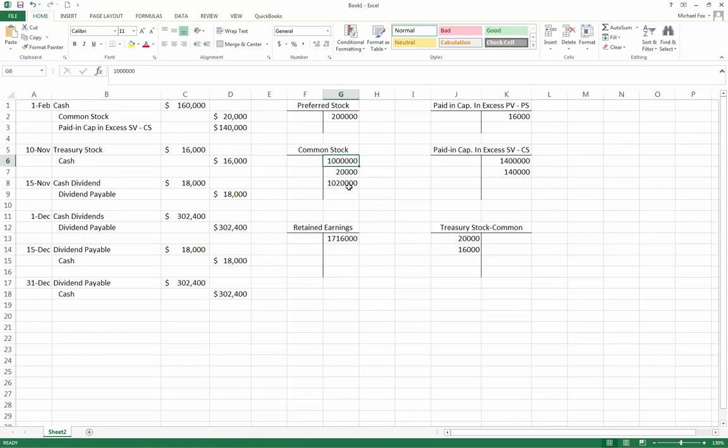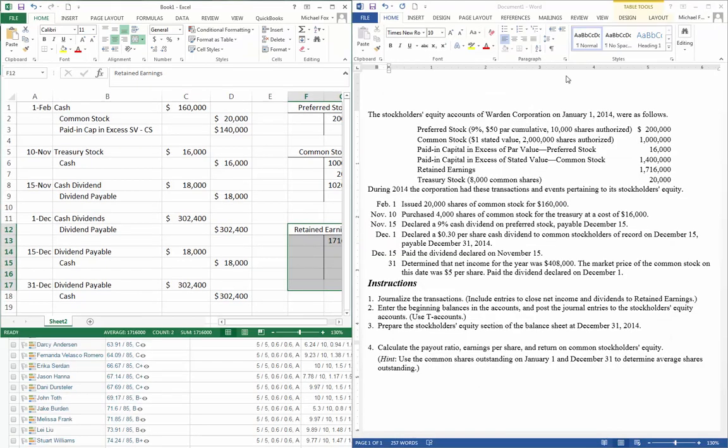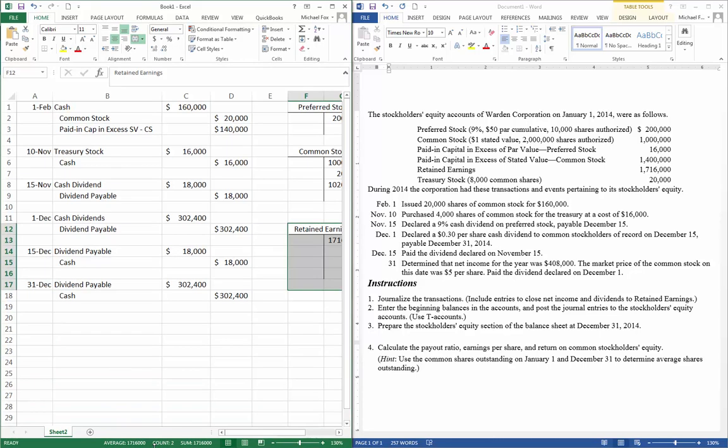It's hard to tell without the commas, isn't it? Yeah, $1,020,000. And $1,540,000. Retained earnings stays, oh wait, that's not true. That's going to trick us. Remember where I said there was that information we probably didn't need? Or we didn't need at the time? Well, here's where it's going to come in.